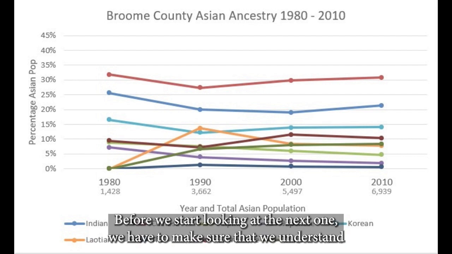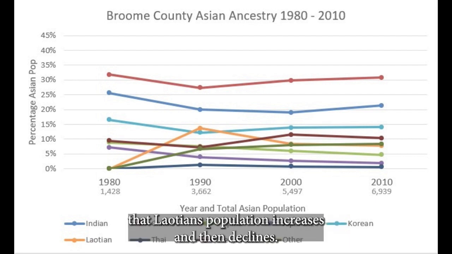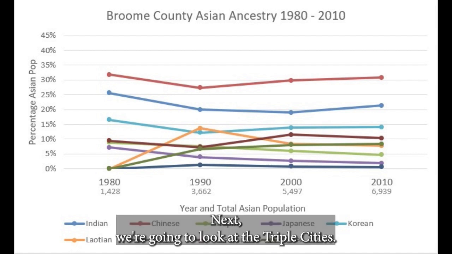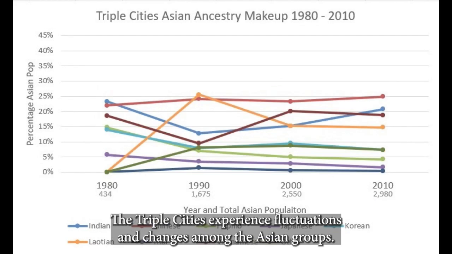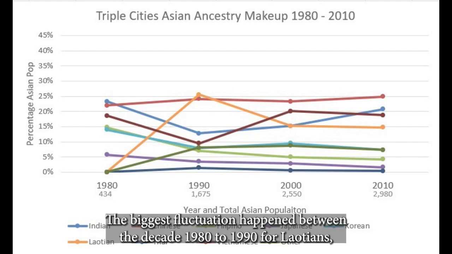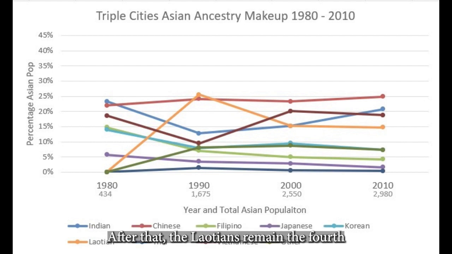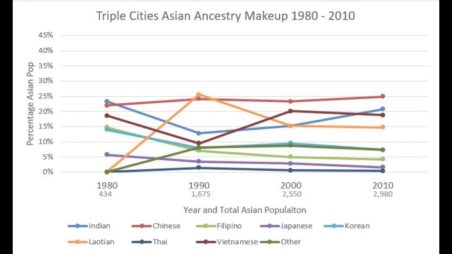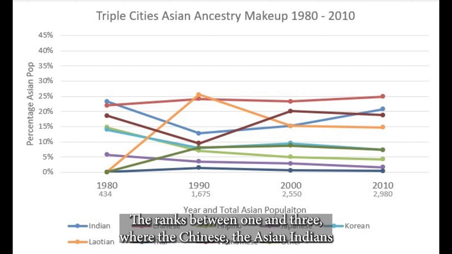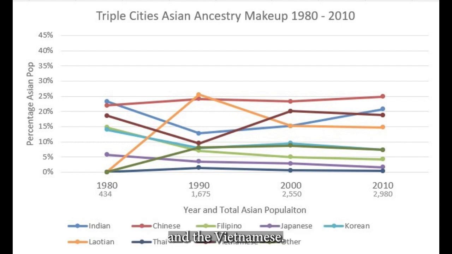Before we start looking at the next one, we have to make sure that we understand that the Laotian population increases and then declines. Next, we're going to look at the triple cities. The triple cities experience fluctuations and changes among the Asian groups. The biggest fluctuation happened between 1980 and 1990 for Laotians, who reached over 25% of the total Asians in the triple cities. After that, the Laotians remain the 4th rank of Asian groups in the triple cities. The ranks between 1 and 3 were the Chinese, the Asian Indians, and the Vietnamese.